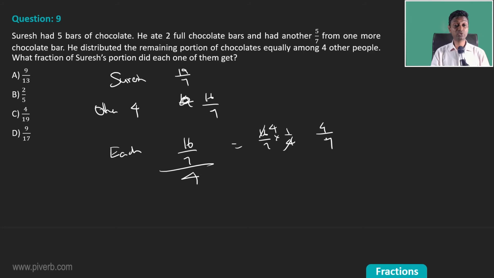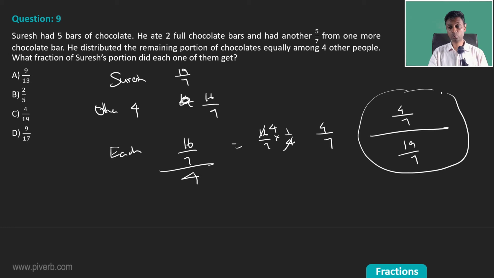What fraction of Suresh's portion did each of them get? Each of them gets 4/7 of a chocolate bar. Suresh gets 19 by 7 of a chocolate bar. Or what fraction of Suresh did they get? 4 by 7 by 19 by 7. 4 by 7 into 7 by 19, which is 4 by 19. Suresh gets 19 by 7. Each of them gets 4 by 7. Each of them gets 4/19 of what Suresh gets.